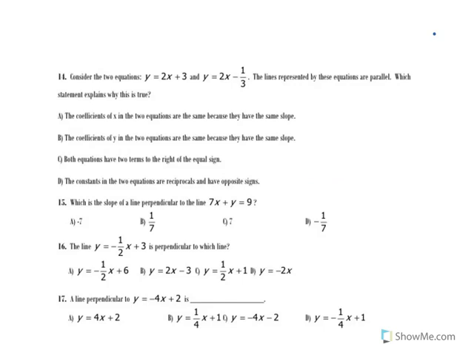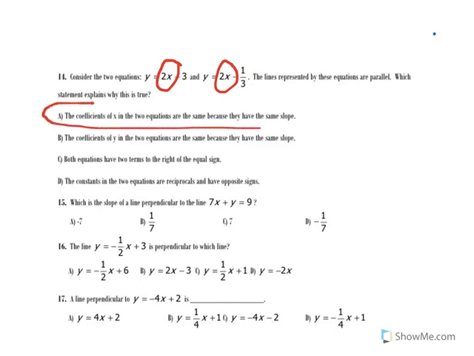Number 14 says, consider the two equations y equals 2x plus 3 and y equals 2x minus 1/3. The lines represented by these equations are parallel. Which statement explains why this is true? A: The coefficients of x in the two equations are the same because they have the same slope. So if you look at the coefficients of x in both of these, they are the same and they do have the same slope. So A is true.